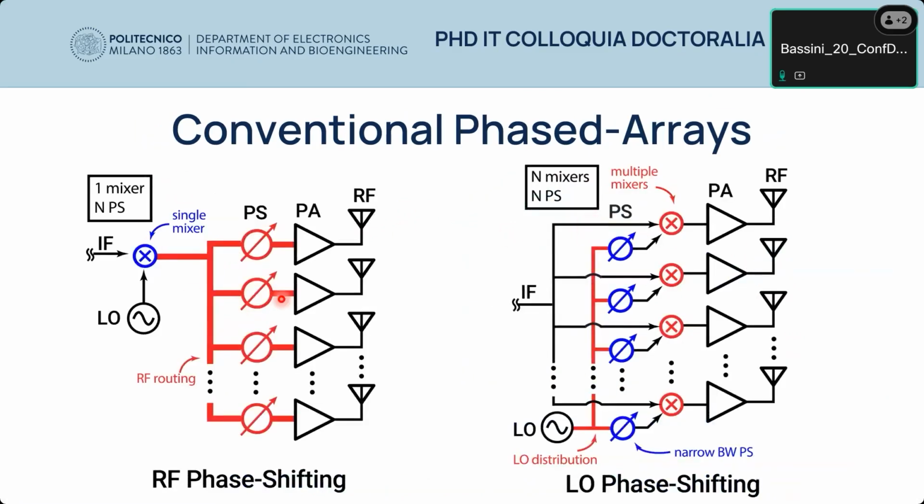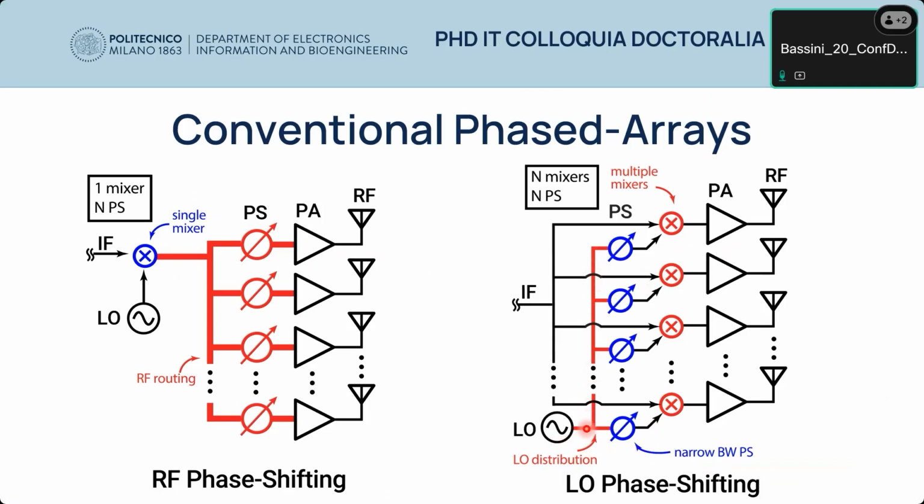The simplest one is the RF phase shifting, where the phase shifters are placed on the RF path of the signal chain. However, this architecture, despite its simplicity, has some drawbacks, since both the signal distribution and the phase shifter need to go at RF frequency, so at very high frequency. In order to relax the phase shifter requirement, the local oscillator phase shifting architecture has been proposed, moving the phase shifter from the RF to the local oscillator path. However, this architecture still presents some challenges because the local oscillator is still a signal with high frequency that needs to be routed.